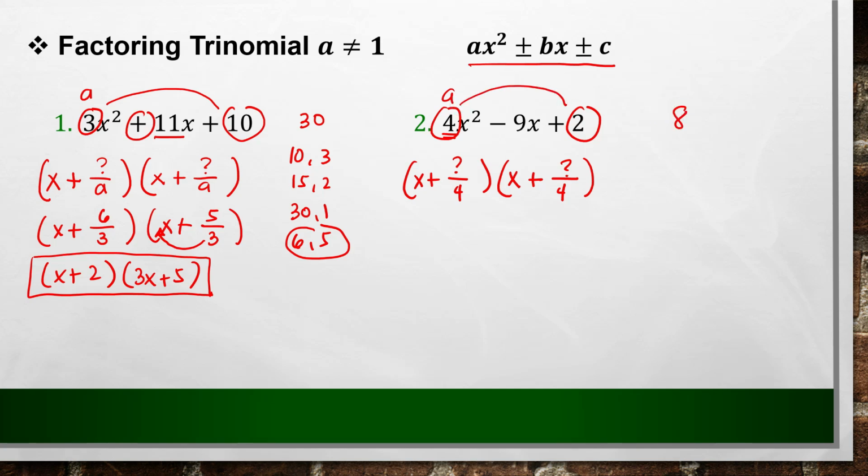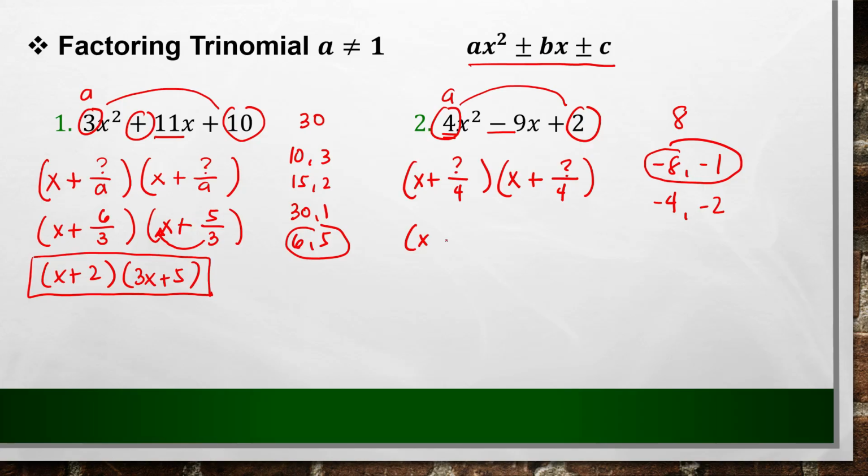And then we need to find two numbers that when multiplied, the answer is 8. These two numbers should be negative. And why? Because the middle number is negative. So that means negative 8 and negative 1, negative 4 and negative 2. What else? I think that's it, right? So which between these two pairs is going to give us a sum of negative 9? Alright, that is right. The first pair.